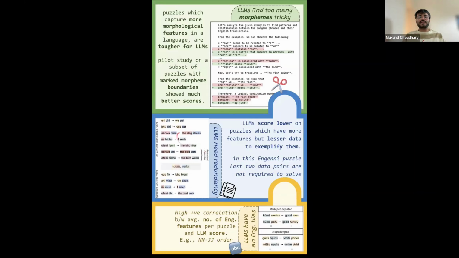So for example, in this puzzle, these 5 samples were good enough to solve and figure out what's up.